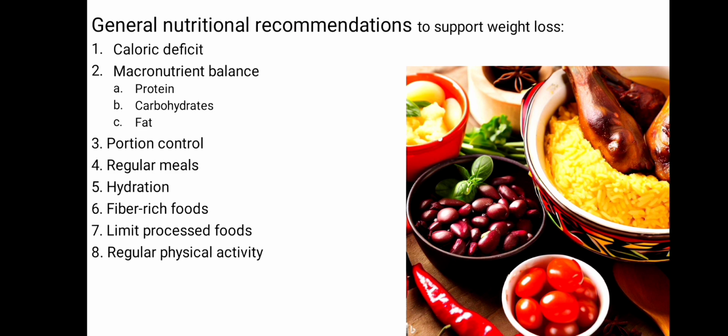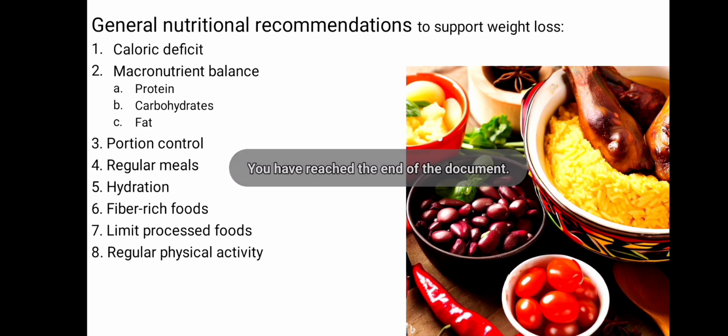Ensure you have regular meals. If it is 2 times per day, let it be regular. If it is 3 times per day, let it be regular, but don't starve. Also hydrate yourself, drink water, go for fiber-rich foods, limit or avoid processed foods. That's what I will even say. And then go for regular physical exercise. Regular physical activity is also good to maintain weight loss.